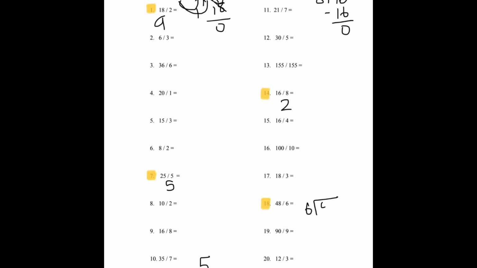48 divided by 6. You see if 6 goes into 4, which it doesn't, so you put it into 48, and if you do that, it goes 8. And 8 times 6 equals 48. You subtract it, and that equals 0. So this one's 8.